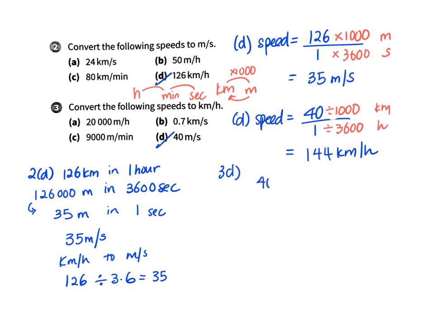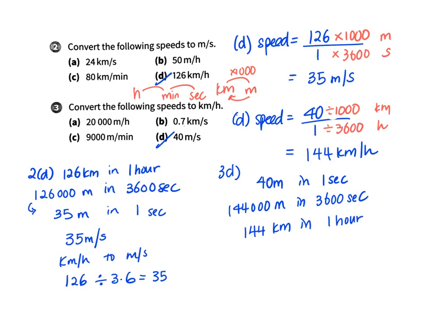And for part 3D, there is also another shortcut, but another method first. If I were to have 40 meters in 1 second, they want us to convert it to hours, so that will be 3600 seconds. 3600 seconds times 40, that will give me 144000 meters. And now I'm changing this to kilometers, so I get 144 kilometers in 1 hour. So the speed itself will be 144 kilometers per hour.